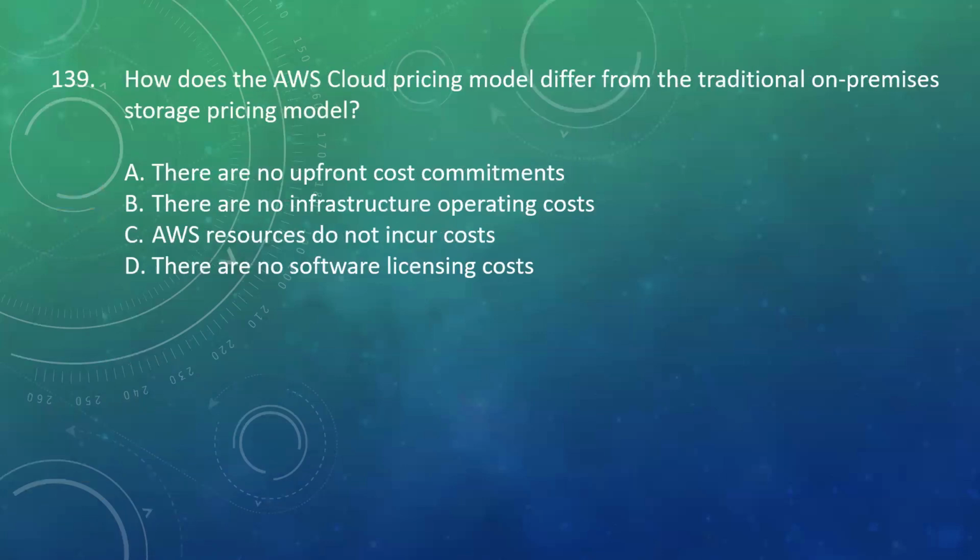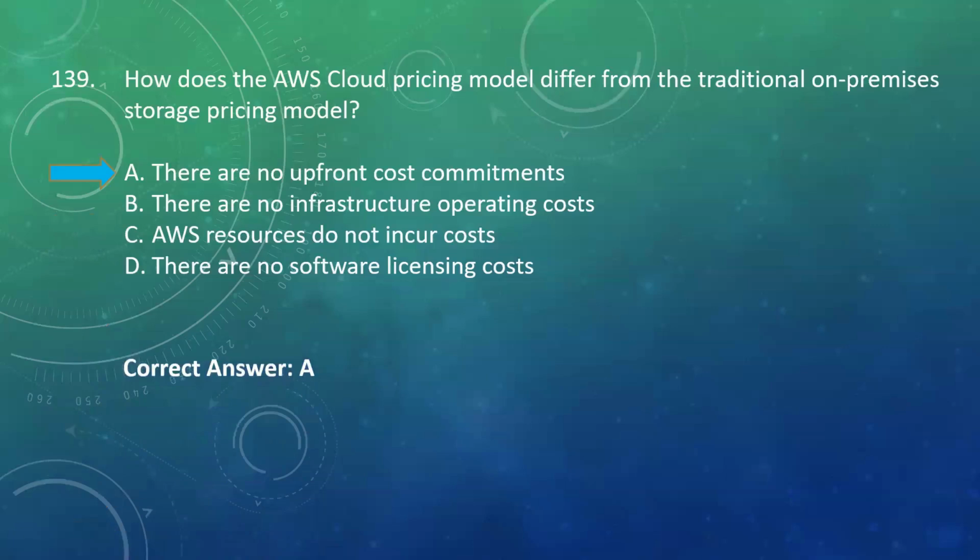How does the AWS cloud pricing model differ from the traditional on-premise storage pricing model? Your options are: there are no upfront cost commitments, there are no infrastructure operating costs, AWS resources do not incur costs, there are no software licensing costs. The AWS cloud pricing model differs from the traditional on-premise storage pricing model in several ways. One of the primary differences is that there are no upfront cost commitments with AWS.